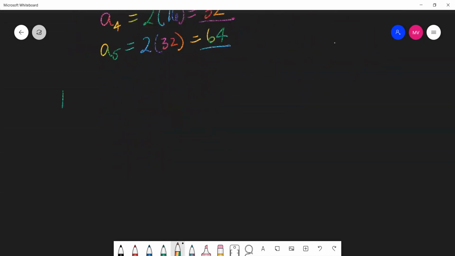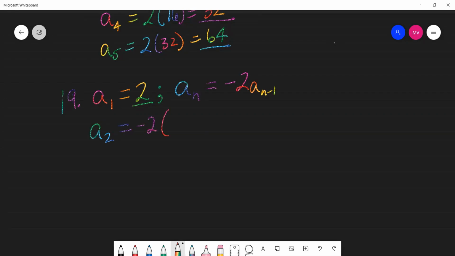Okay, number 17. So, 17, number 19, sorry. Oh, it's the end of the day. Number 19 gives us the recursive definition of the term at position 1 is 2. So our sequence starts with the number 2, and then we can calculate the rest of the sequence with the formula a_n equals -2 times a_(n-1). So a1 is 2, which means that the term at position 2 is -2 times the previous term.